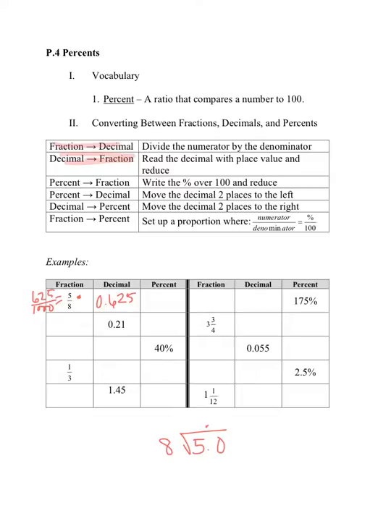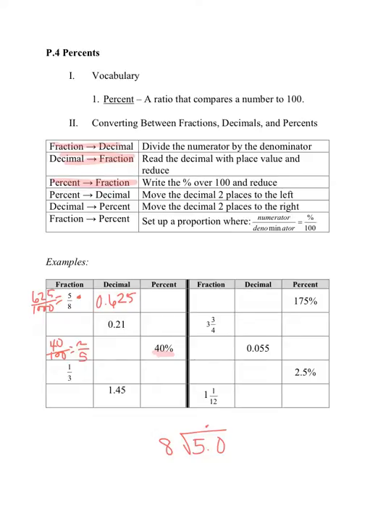So then when I take a percent and I want to make it a fraction, so that's this guy here, I write my percentage over 100 and I reduce. So I'm going to go down here. So I have 40%. And if I want to make that a fraction, I simply put 40 over 100 and I reduce it. And this one's going to reduce to 2/5.